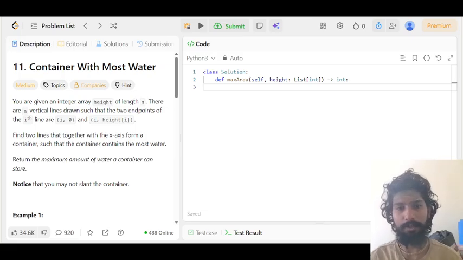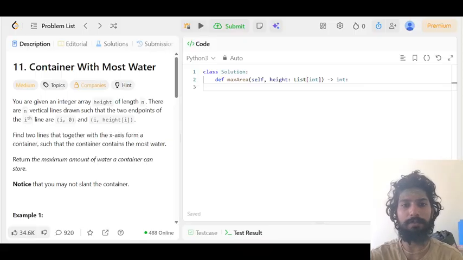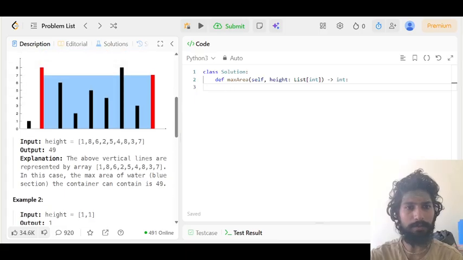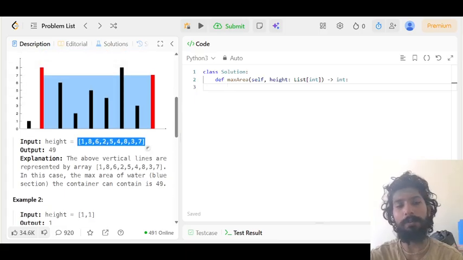We are given an array called height. Each value represents the height of a vertical line drawn at that index. For example, height equals 1, 8, 6, 2, 5, 4, 8, 3, 7.